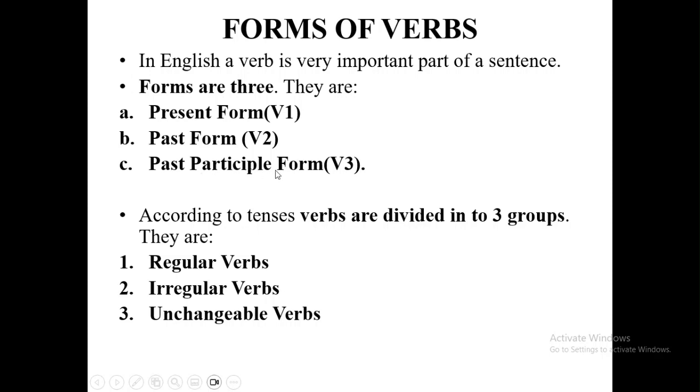Past participle indicates the just completed actions, the finished actions. These forms of verbs are divided into three groups. Number one is regular verbs, the second one is irregular verbs, the third one is unchangeable verbs.